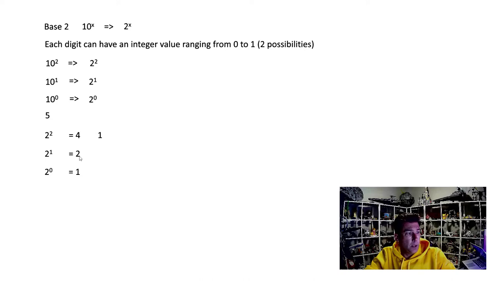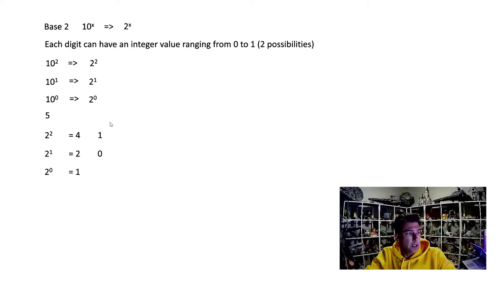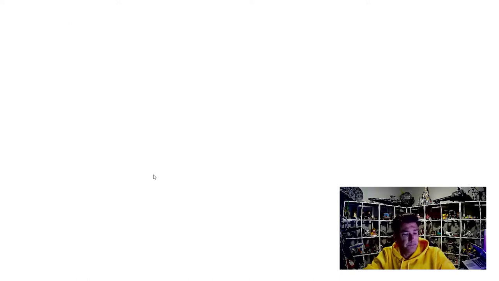So how many times can 2 go into 1? The answer is none. And then how many times can 1 go into 1? The answer is 1. So the binary representation of 5 is 101. And congrats, we've just done binary.